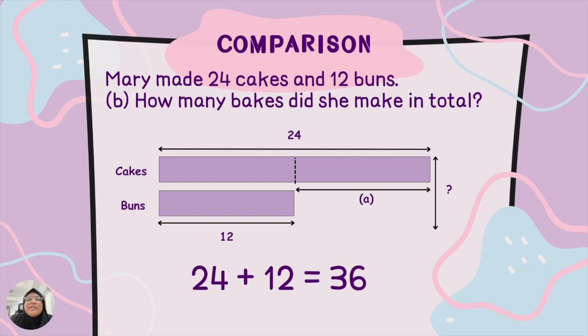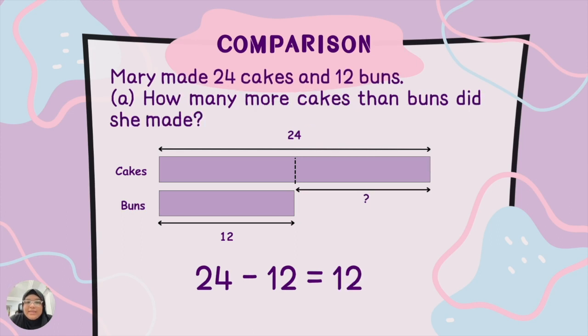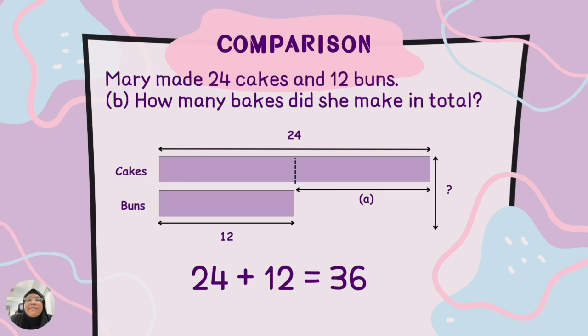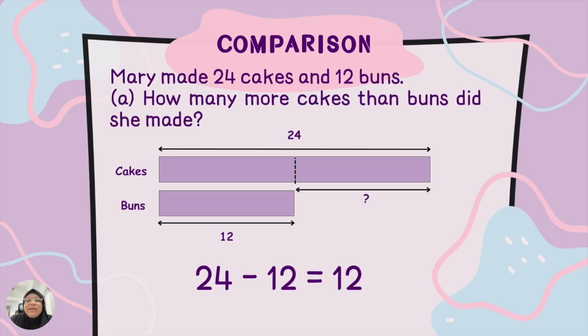If they were to draw the model, what they can do is label here A, like earlier, so the question mark and then the A after that. And then for part B, they just need to add on this arrow and indicate B here. How many bakes did she make in total? Since the arrow is here, it means that they are talking about both cakes and buns. Therefore, it will be 24 plus 12 equals 36. So it's the same model, all they need to do is add on the arrows.